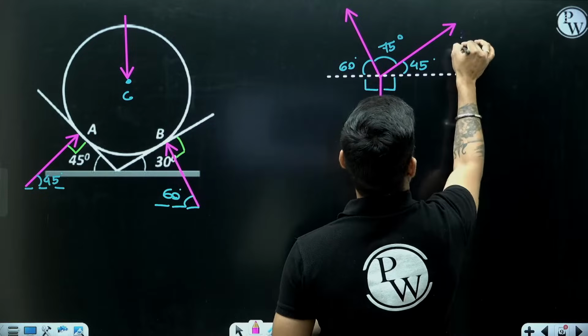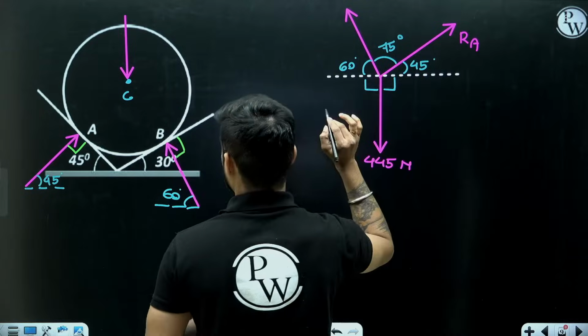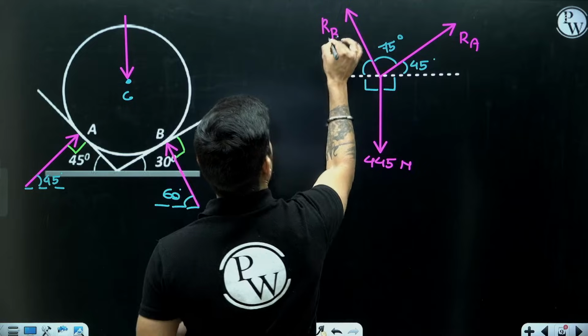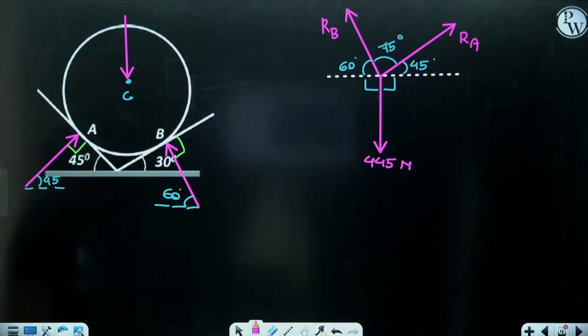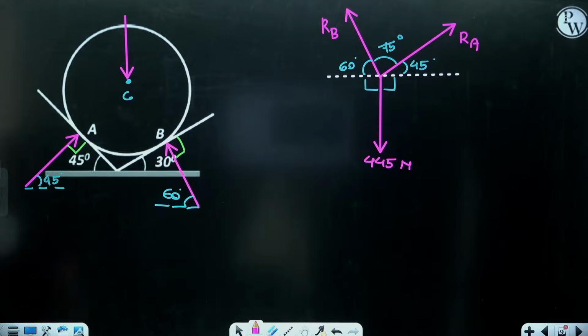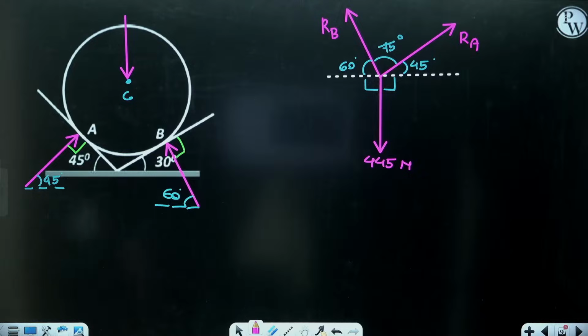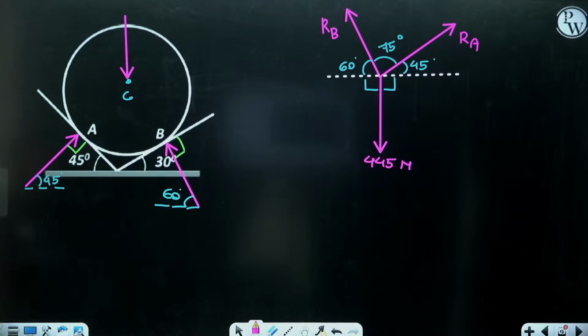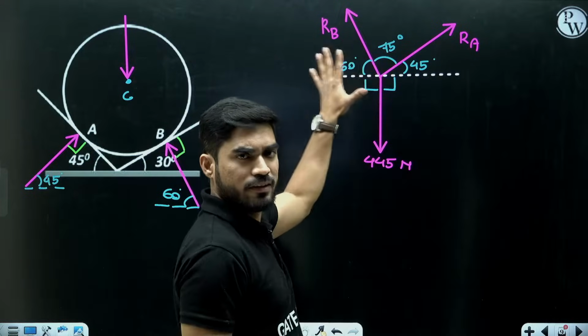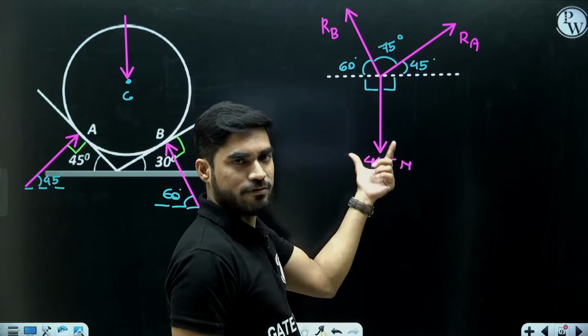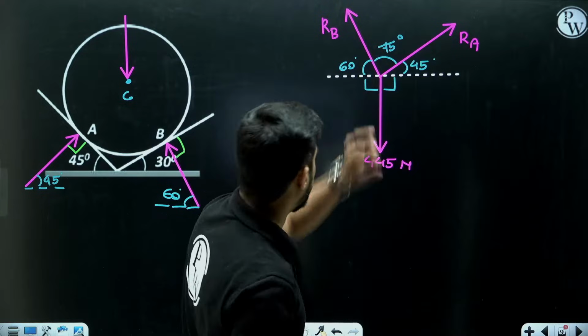Then this is RA and this is RB. I told you that if you want to apply Lamy's theorem, one of the forces must be known to you and all the angles must be known to you. So we know all the angles and we know one of the forces, 445 Newton. So we can find RA and RB.